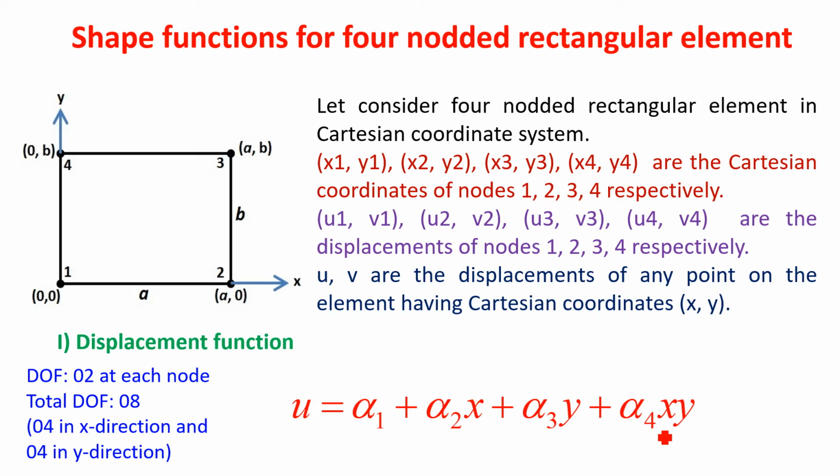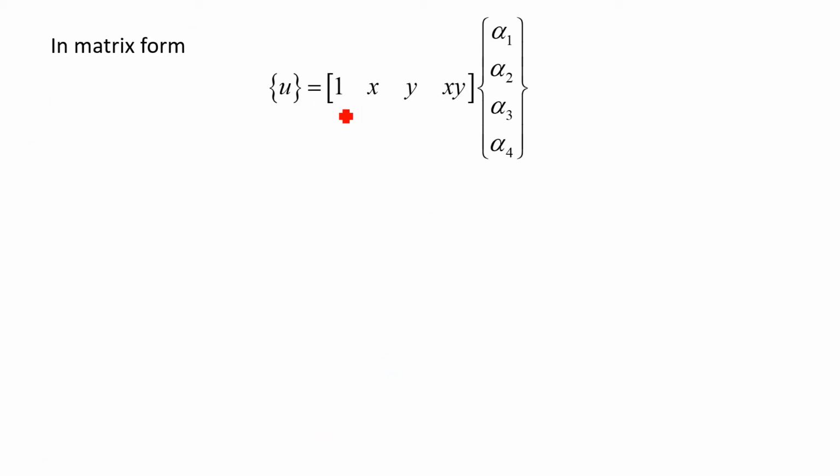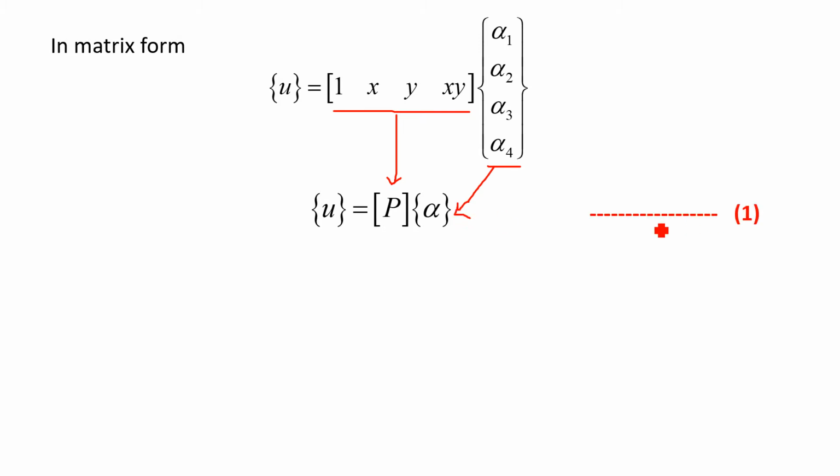So now this displacement function u, if you write down in a matrix form, u is equal to 1 x y xy, this is called as the parametric matrix, and this is the alpha matrix. We know that already we have solved 2 problems of bar and CST on this. So this is called as parametric matrix P and this vector is called as vector alpha. Let us assume this is equation number 1 where P stands for parametric matrix.